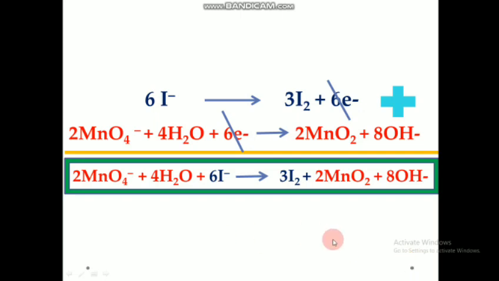So this is how we balance equations. We studied two methods in two mediums for how to balance a redox reaction. So do practice the examples which are given in your textbook for better understanding.